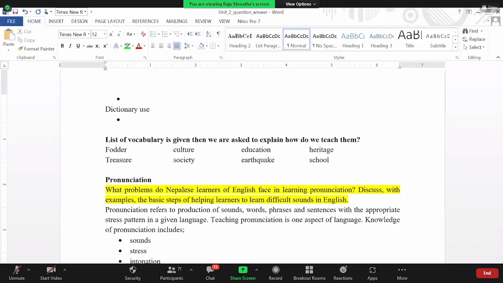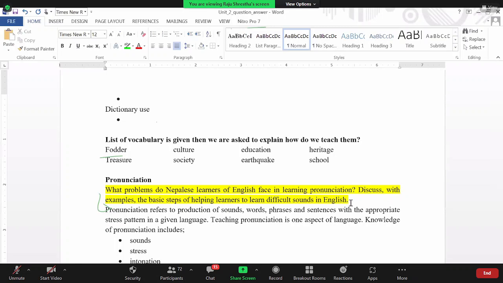Okay, this pronunciation part of sounds you discuss in the unit, I think in the language and linguistics unit. There you have to discuss the sound system of English language and the sound system of Nepali language. Then there are some new sounds and some common sounds. So those that are new will be difficult for the learners. So this is the question just to practice.